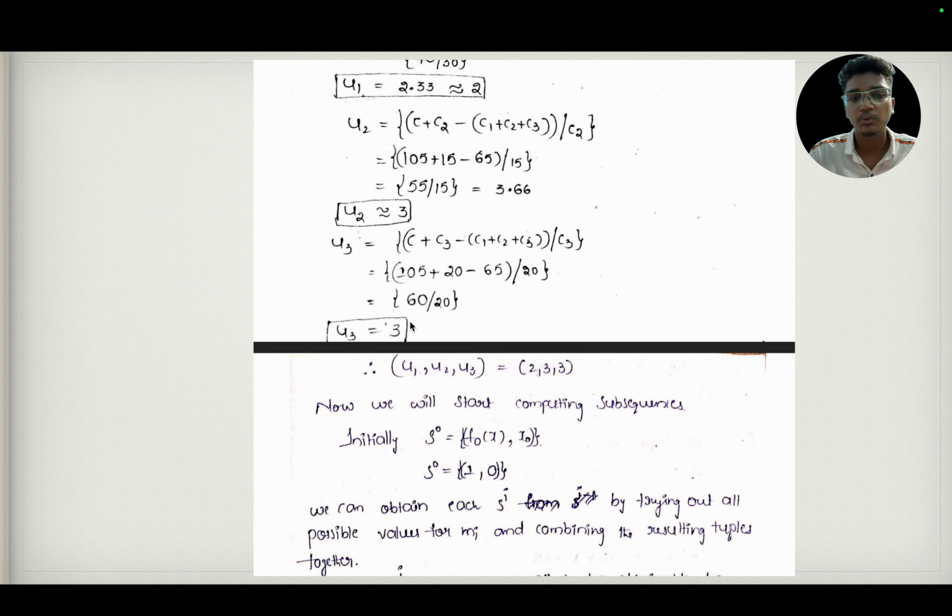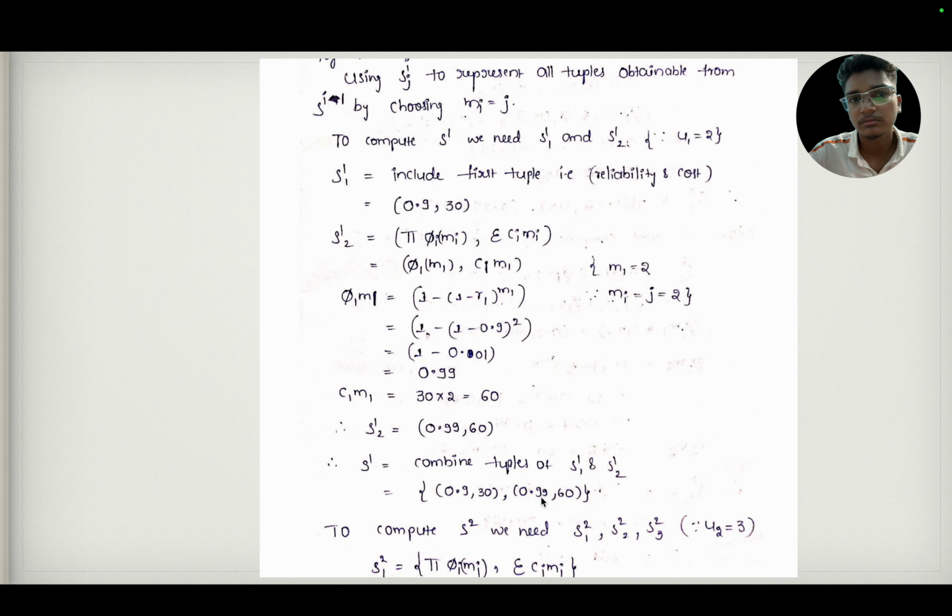We get U2, U3 is similar, and this is the U1 upper boundaries. Now we will start computing the subsequences. We have already learned them as the tuples f naught of x comma x naught, S power 0 initially, where the reliability value is 1 and the cost value is 0. We can obtain each S_i by trying out all the possible values for m_i and combining the resulting tuples together.